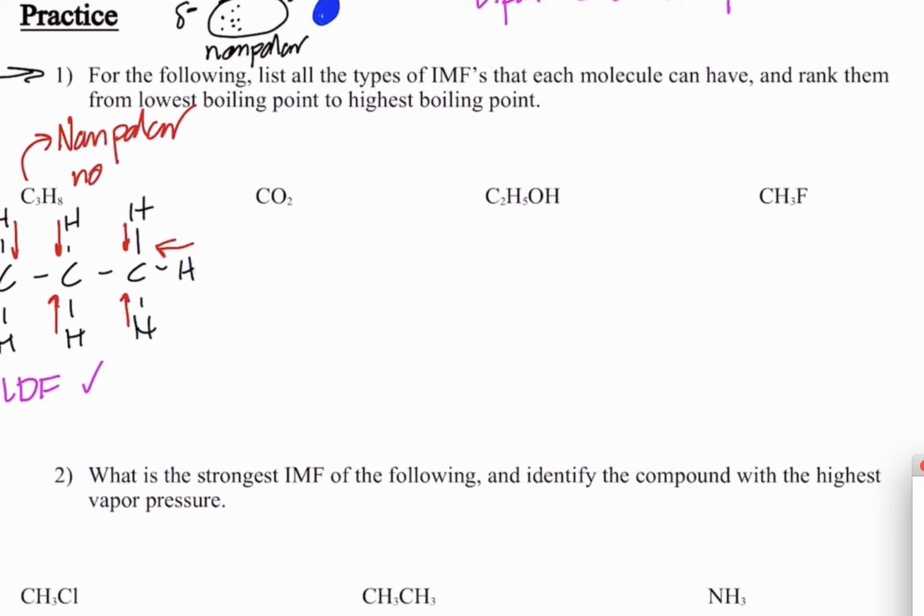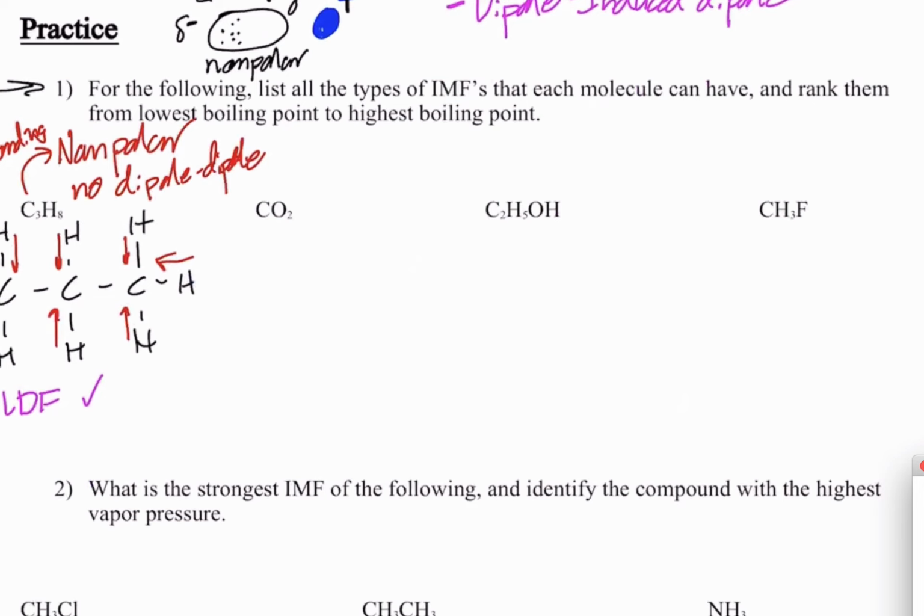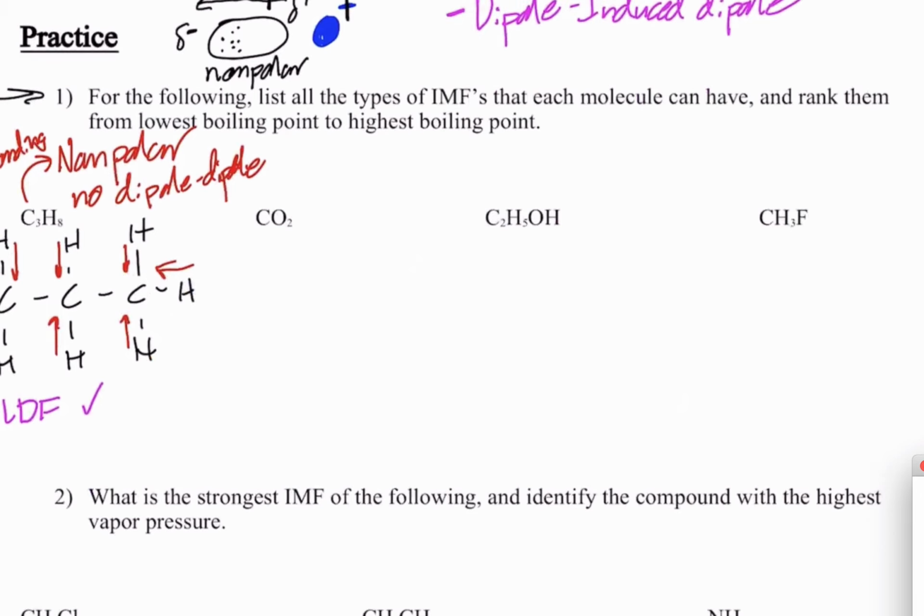So there's no dipole-dipole. And also there's no hydrogen bonding, because for hydrogen bonding to happen, hydrogen has to be bonded to a fluorine, oxygen, or nitrogen. In this case, the hydrogens are only bonded to carbons, so there's no hydrogen bonding. So the only type of intermolecular force we have in C3H8 is London dispersion forces. Now let's move on to CO2.